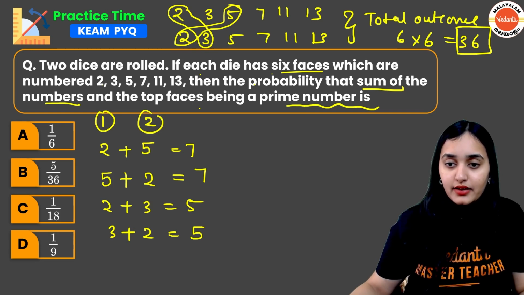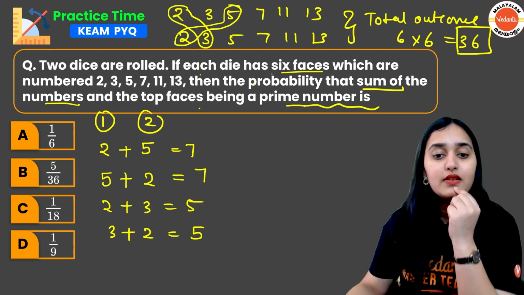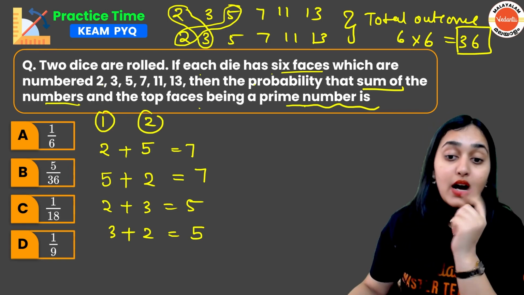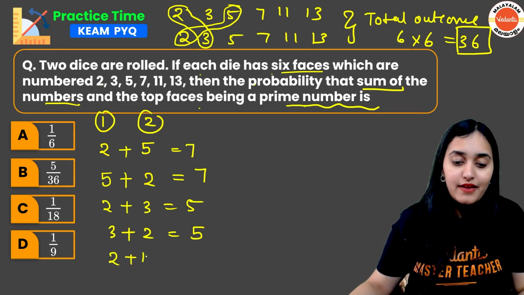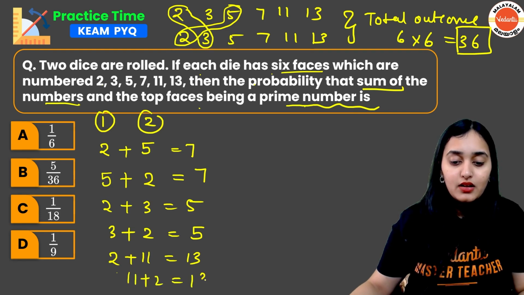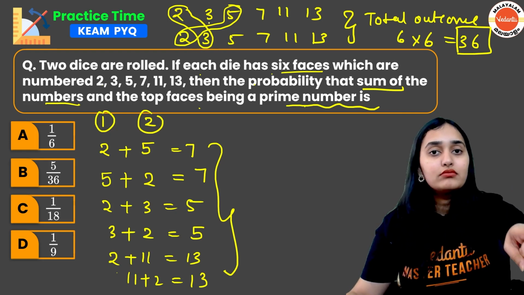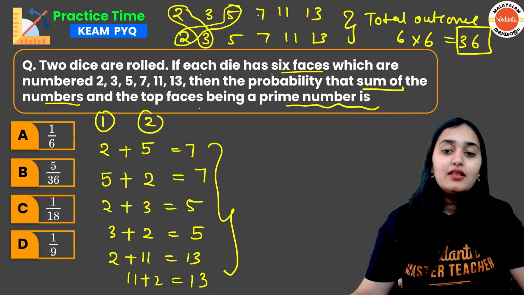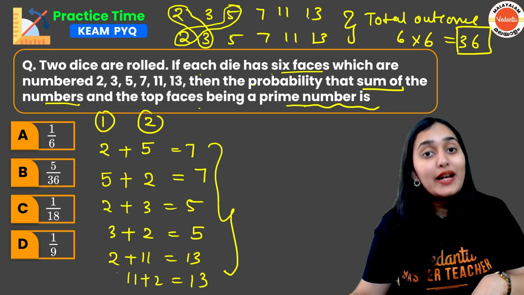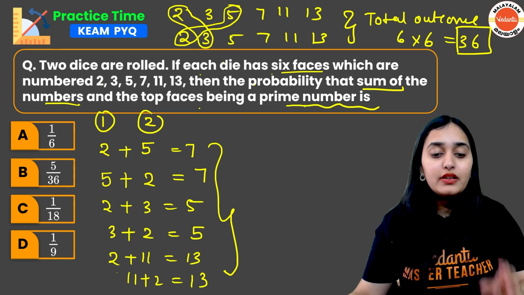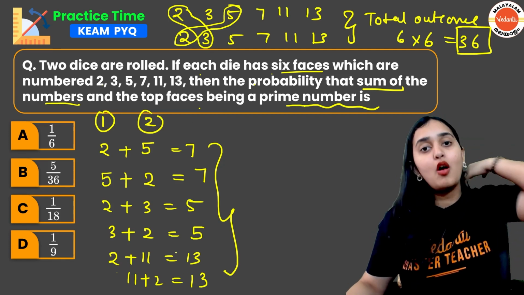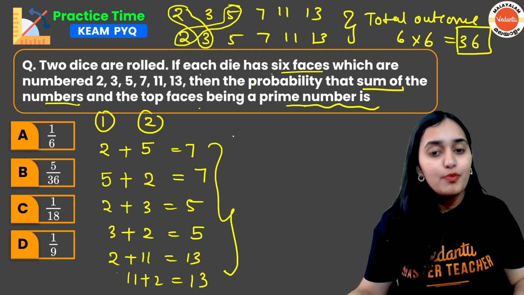Which other combination can give us a prime? 11 plus 2. Okay, so 2 plus 11 is 13. 11 plus 2 is 13. So only these numbers are prime numbers. Others are not prime. 3 plus 7, 10. 7 plus 13, 20. They are not prime. They are composite numbers. So only these combinations are giving you prime number.